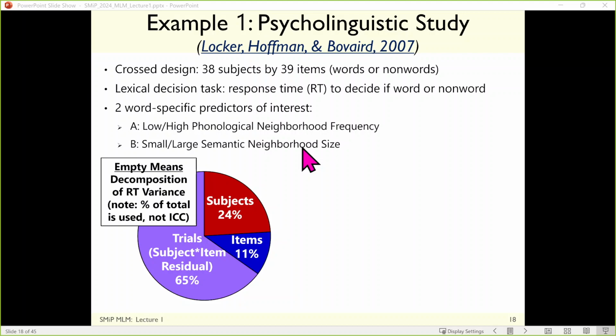Any guesses? You can use the chat or you can use your voices. This is actually a finger question. You can make gestures on this one. It's not a math question. It's a logic question. What's the maximum R-squared you think you could get out of this model, given that we're putting two item predictors in it?